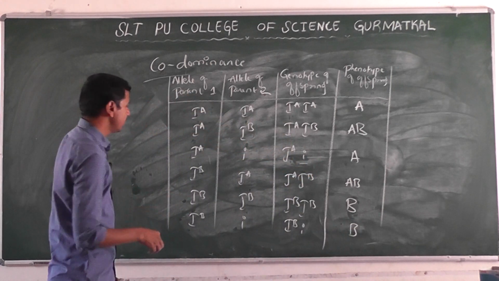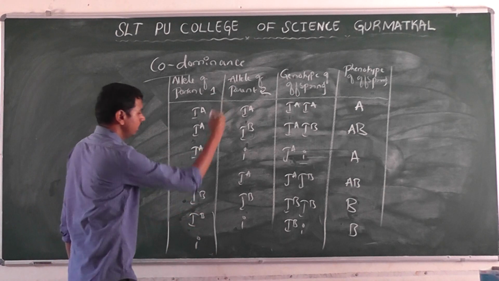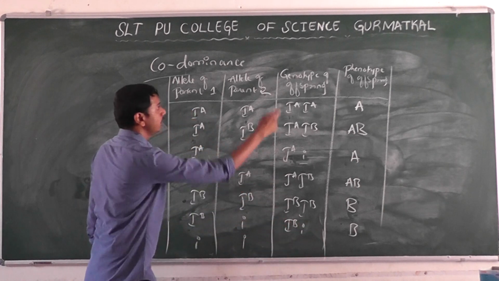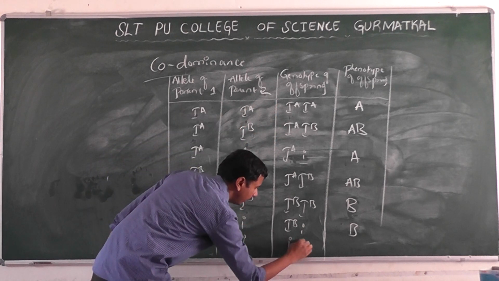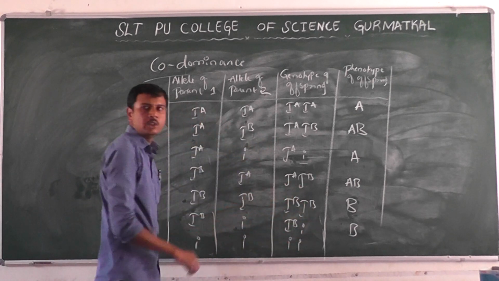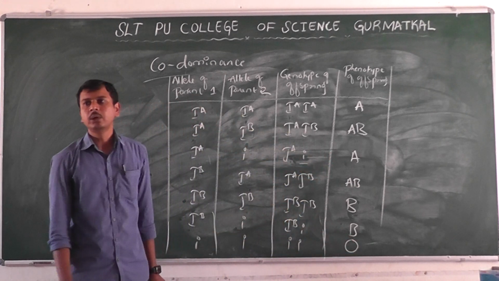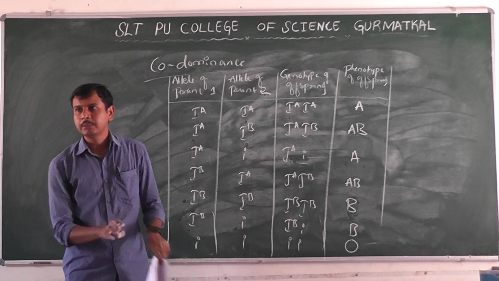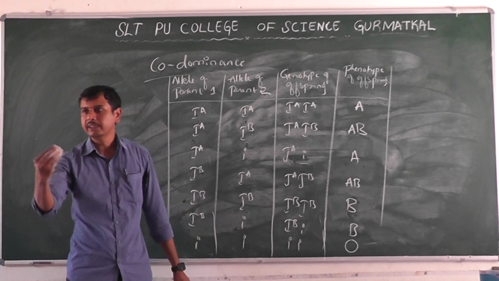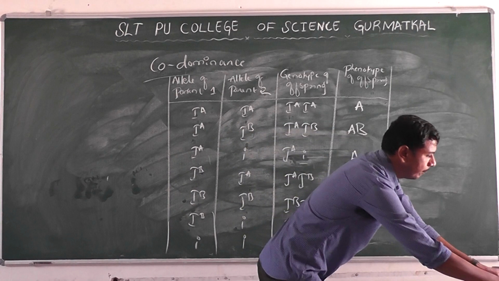What if parent 1 has a small i, and parent 2 also has a small i? The genotype present in the offspring will be small i small i. These will not produce any type of sugar, so that is the reason we get the O blood group. If any person has O blood group, that means with the small i there is no production of any type of sugar. So this is all about the codominance and the blood groups.